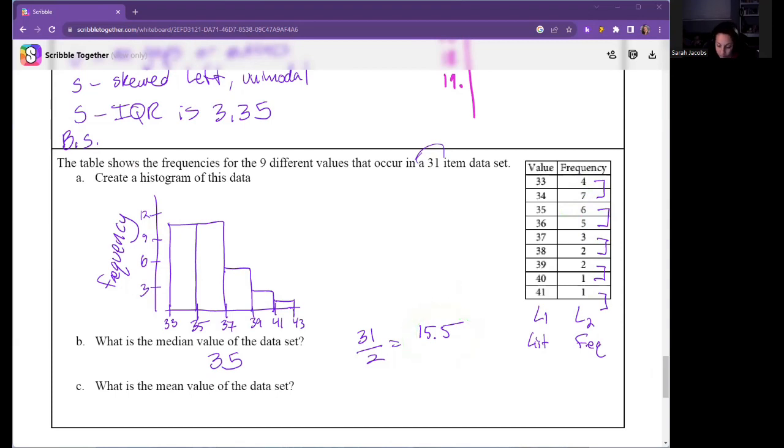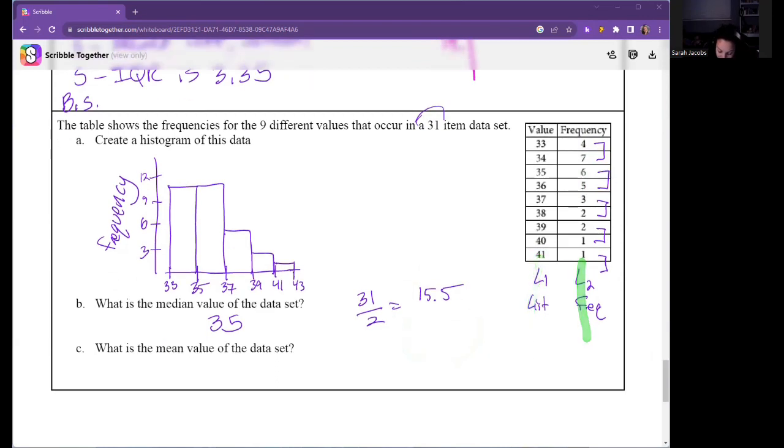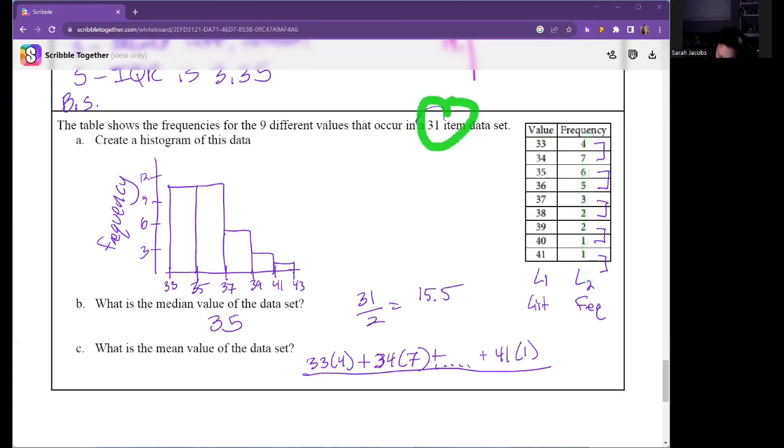The mean, again, use your lists. Or we could say 33 times 4 plus 34 times 7. So I'm just taking the value, multiplying it by the frequency, doing that all the way to 41 times 1. And then we divide by the number of data points. You can either get that by summing your frequency list, or since it tells us there's 31 items, we're going to divide by 31. Again, I'm confident in your ability to do that.